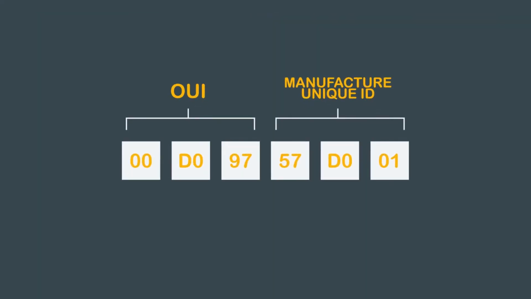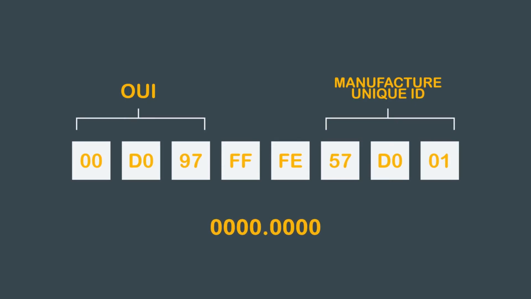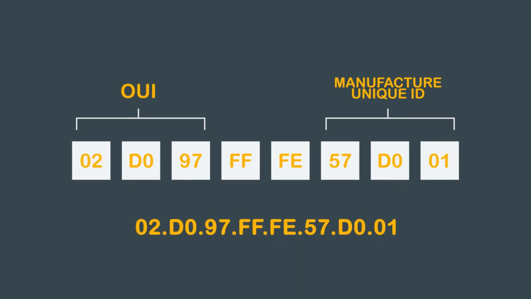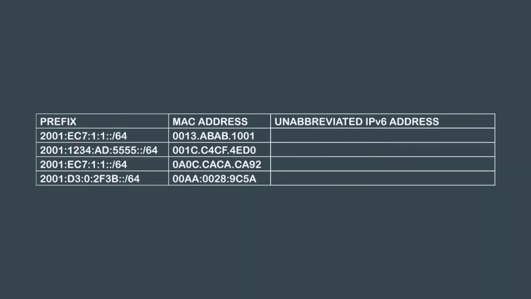Now let's split our BIA into two equal parts, the OUI and the manufacturer unique ID. Next, insert FFFE in between the two halves. Next, write the first two hex digits as binary, then invert the 7th bit. All zeros becomes all zeros 0010. Now convert the binary back to hex. This changes the value to the following for the host part of the address. Here are a few more examples of IPv6 EUI-64 to practice on. The answers will be provided at the end of the video.